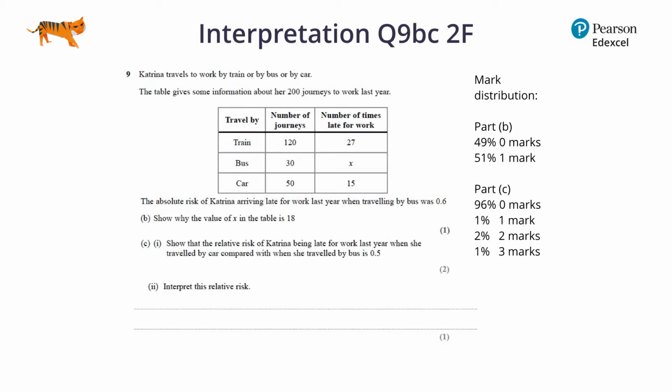The first question is question 9 from paper 2 foundation, where we will look at parts B and C. This is also a new topic question on absolute and relative risk. In part B, the students had to show that the value in the table was 18 for 1 mark, and then in part C, they needed to calculate the relative risk for 2 marks and then interpret their answer in part 2 for 1 mark. This question again highlights the fact that students perform well at carrying out statistical calculations, AO1, but often struggle to interpret them, AO2.